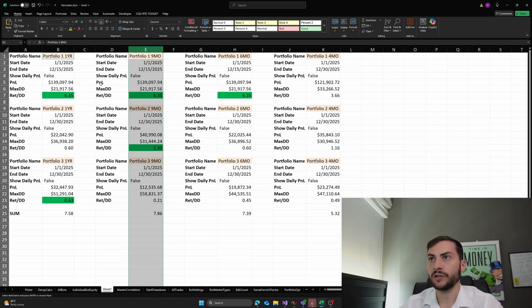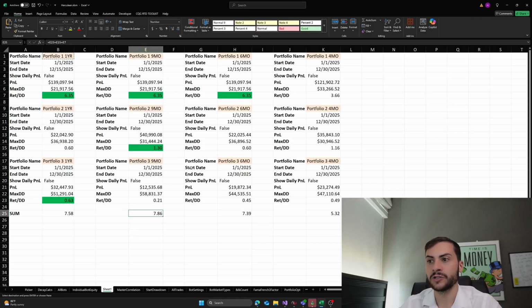Now, in summary, 9 months was the best amount of time to start trading those strategies live. So that means a strategy must be running in sim or have made money in the last 9 months to start trading it live. That's going to give you the best risk-adjusted return at 7.86.